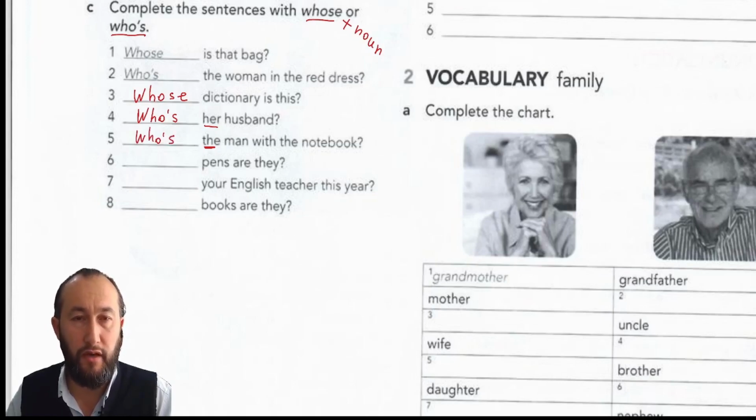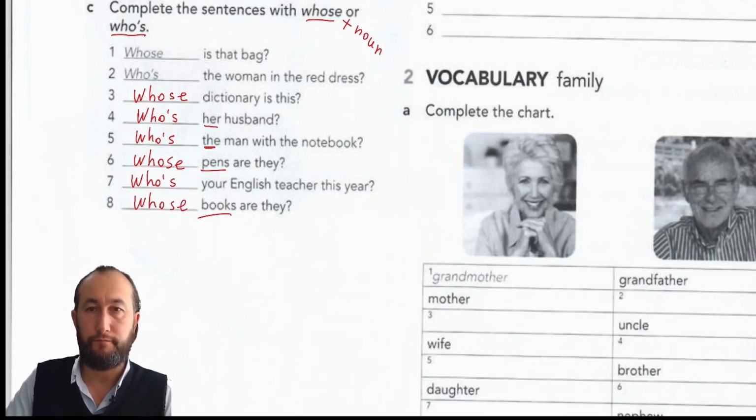Number 6, pens are they. Pens, obviously that's a noun, so we can use whose, for possessiveness. Whose pen is it? My pen, your pen, their pens. So whose pens are they? Your English teacher this year. I'm asking, who is your English teacher this year? So we're going to write who's, guys. Books are they? Books, they're a noun, so we're going to write here whose.